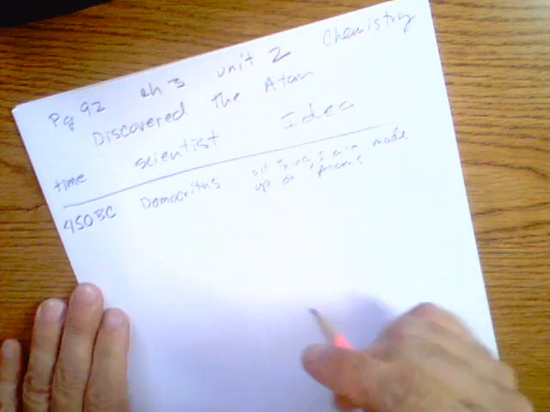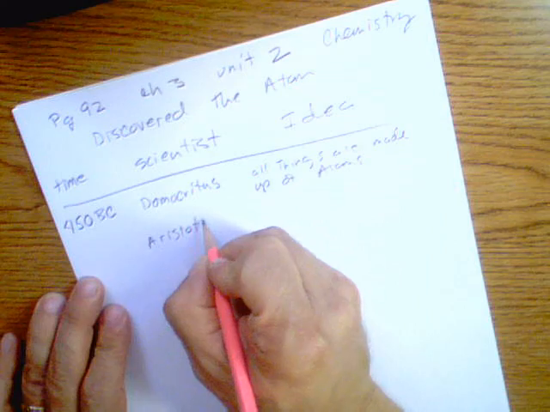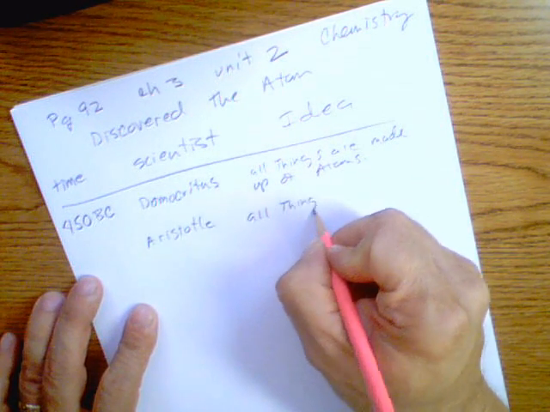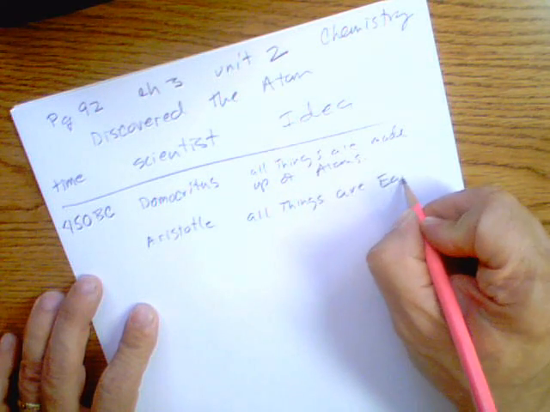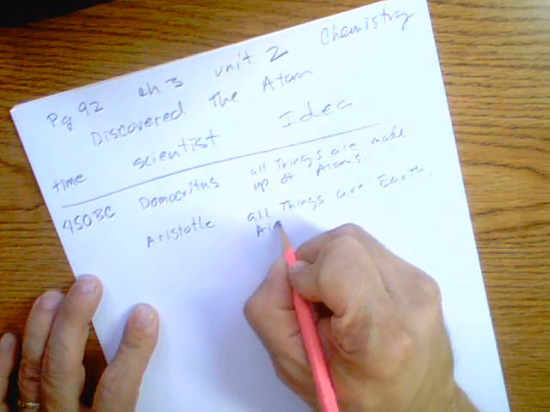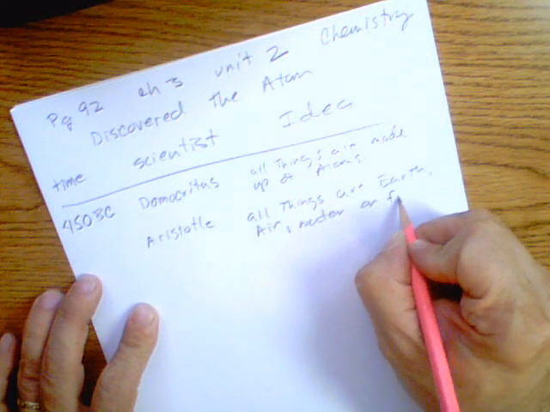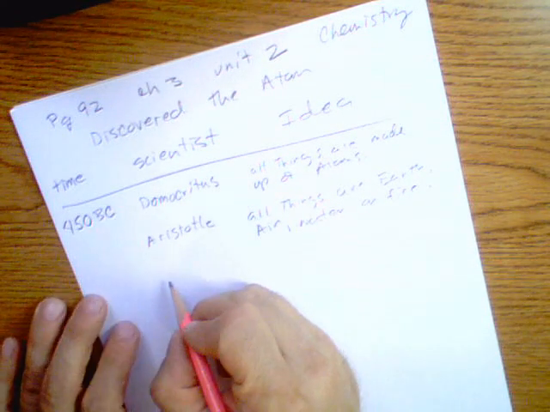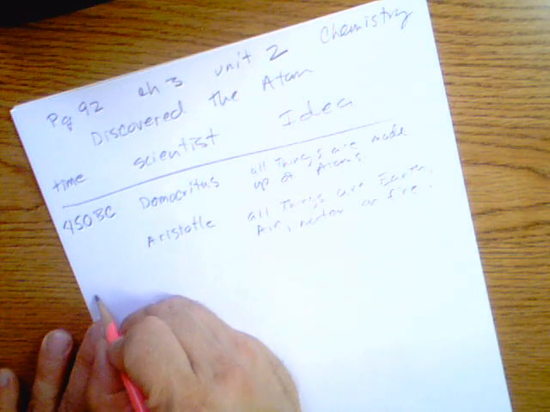And Aristotle, just for the record, disagreed. He thought that all things are either earth, air, water, or fire, or a combination of all of those. A guy named Dalton, this is the same. These are Greeks at around the same time.